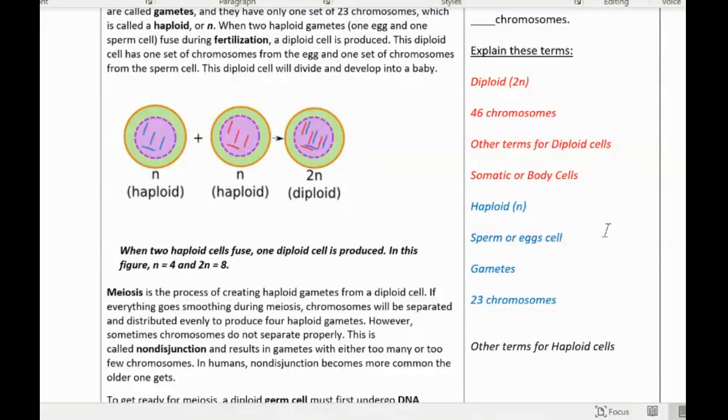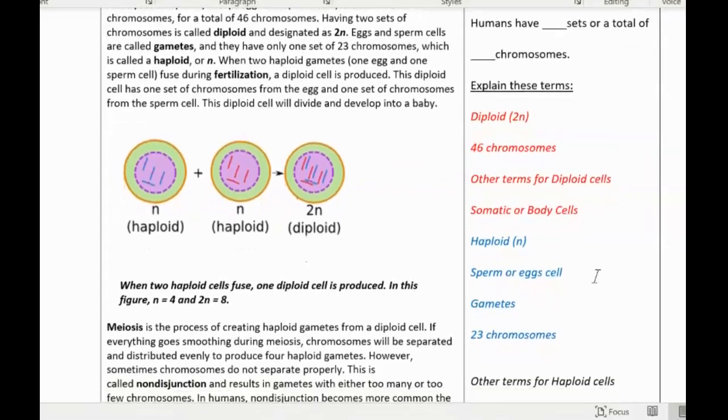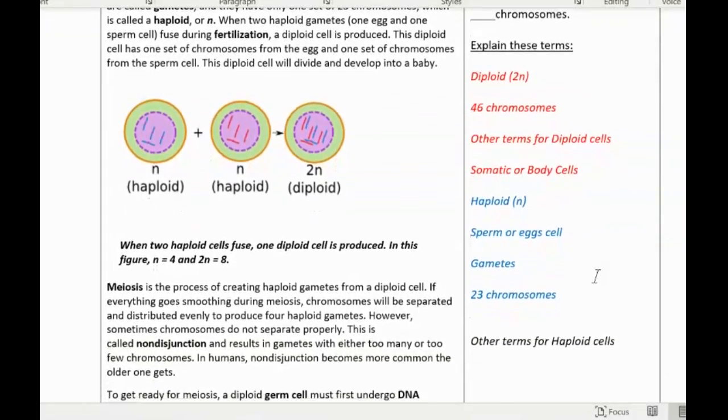Okay, so when two haploid cells fuse together, one diploid cell is produced. And you have N and 2N. N represents the number of chromosomes in a haploid cell. 2 times N is a full set of chromosomes. So in human beings, again, N would be 23. 2 times N is 46 for that total amount of chromosomes.